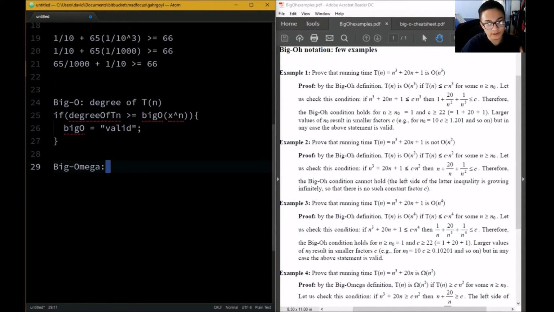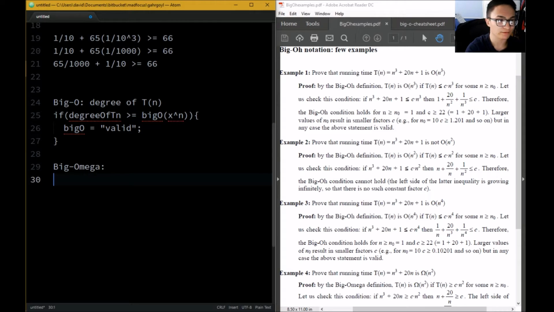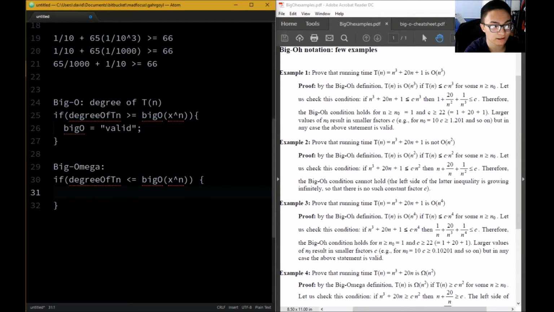So now for big omega, with big omega you just switch the inequality in the T of n equation right here. So when you switch that, it would be if degree of T of n is less than, would it be or equal to? I guess we'll have to find out.